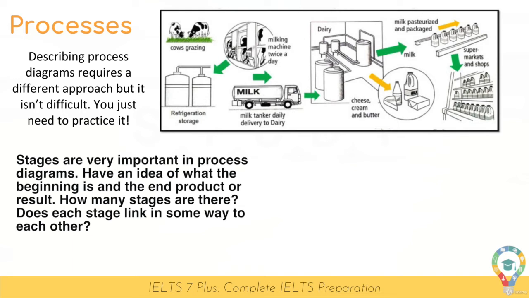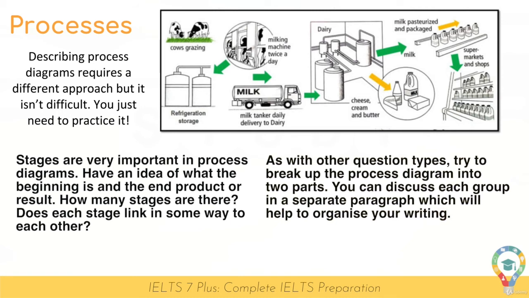your key features. From looking at the process diagram above, we can see that there are 8 stages in this process. The beginning is with the cows eating grass, and the end result or product is milk, cheese, cream, and butter. In your writing, you'll want to describe in more detail what each stage does.